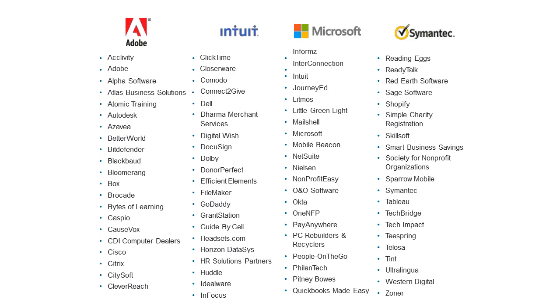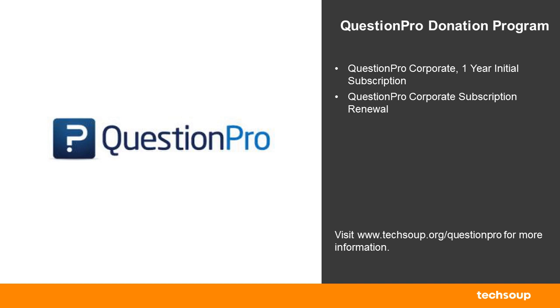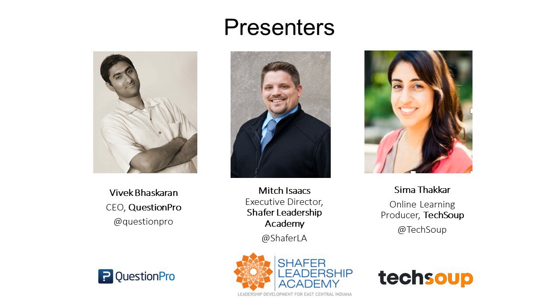All right, so some of our technology partners include Adobe, Intuit, Microsoft, Symantec. Today, one of our technology partners, QuestionPro, is here to explain online surveying and how it works. I think a lot of us know the technology that they've provided is very easy to use, but it goes a little bit deeper: how do you ask the right questions, how do you collect the right data so that all of that information is really valuable to you and to your organization.